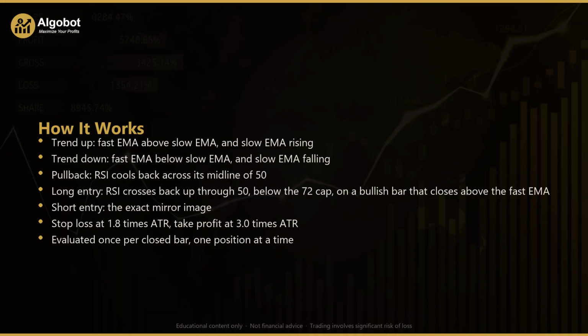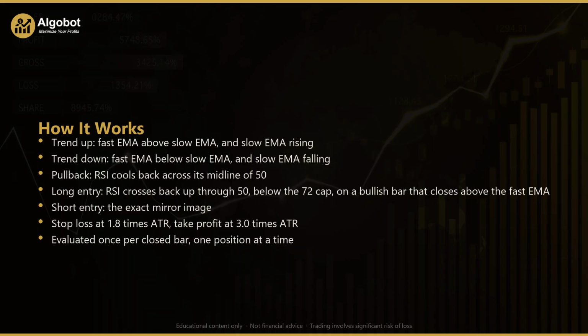Now let's walk through the logic step by step. Everything is evaluated on the most recently closed bar, so the strategy waits for a candle to finish before making any decision. That avoids reacting to noise inside an unfinished bar. First, the strategy defines the trend using two exponential moving averages. By default, the fast average uses 20 periods and the slow average uses 50. For an uptrend, the strategy needs the fast average to be above the slow average, and it also checks that the slow average itself is rising compared with 5 bars earlier.